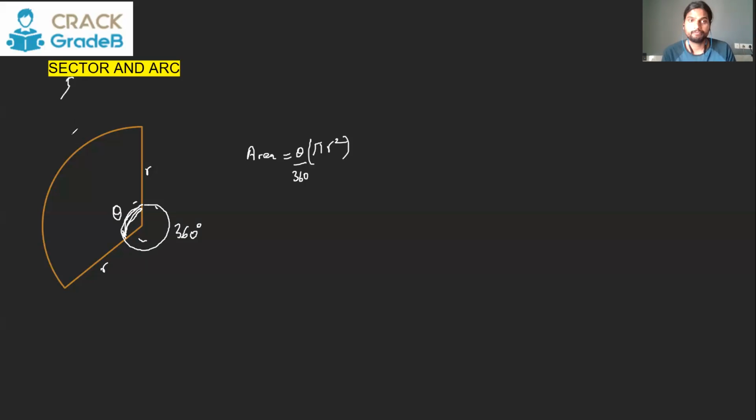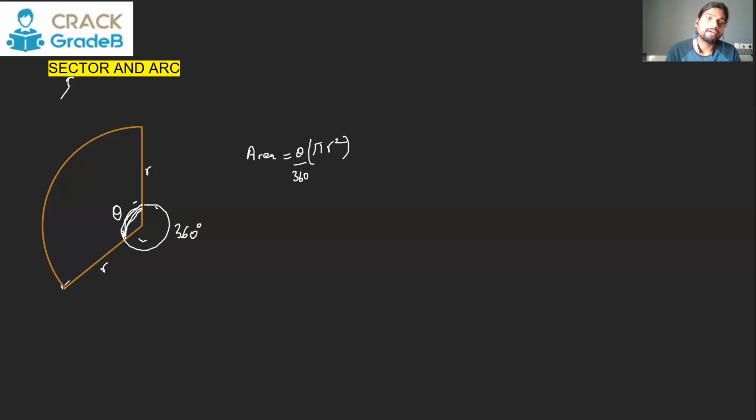Then there is a sector and arc. Now sector is a closed figure. So this entire figure is called as the sector. Let's say it makes theta angle with the center. This is radius, this is also radius. So if it was the entire circle, the area would have been pi r square. The entire circle has 360-degree angle with the center, but we want only theta out of 360. So the area of sector is going to be theta upon 360 of pi r square.